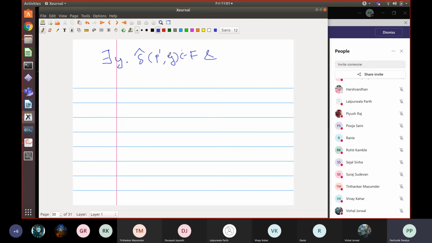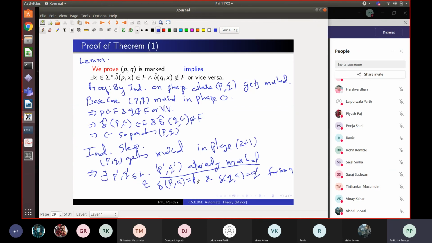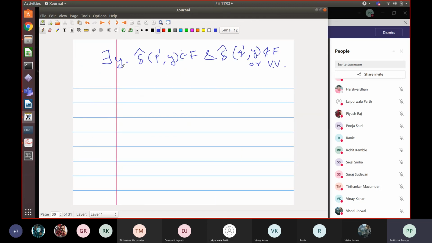So there exists some Y which separates P prime and Q prime, and delta hat of Q prime Y does not belong to F or vice versa, right? But then we also know that delta of PA is equal to P prime and delta of QA is equal to Q prime. So this shows that delta hat of P on AY, which is the same as delta hat of P prime on Y, belongs to F, and delta hat of Q on AY does not belong to F or vice versa.